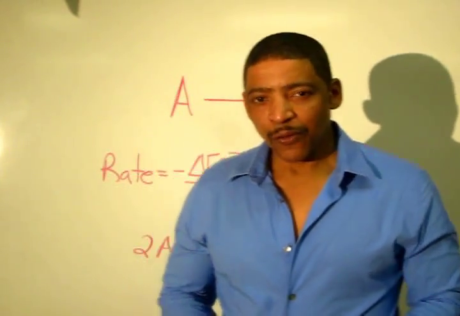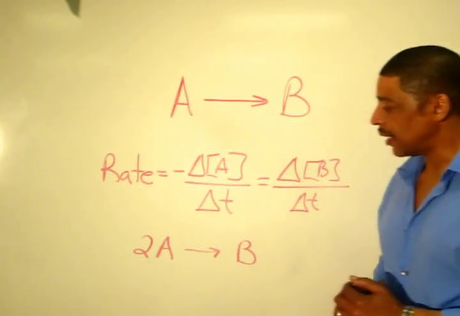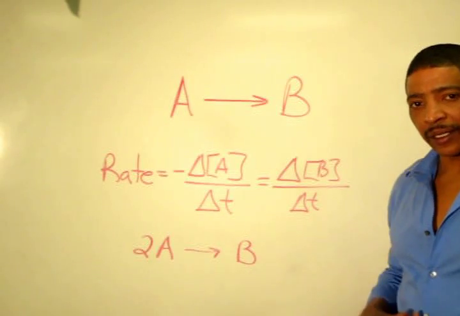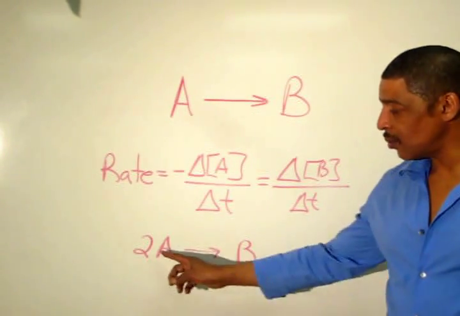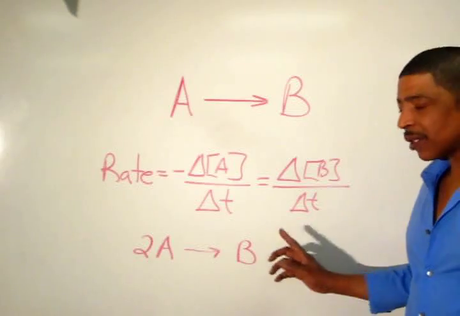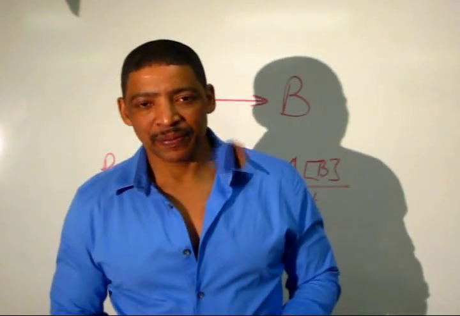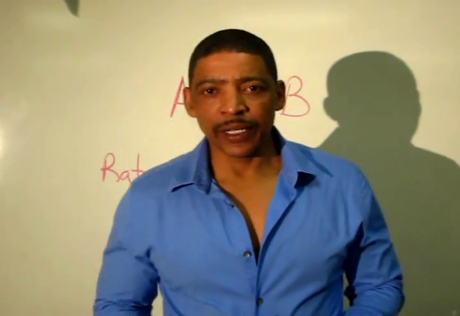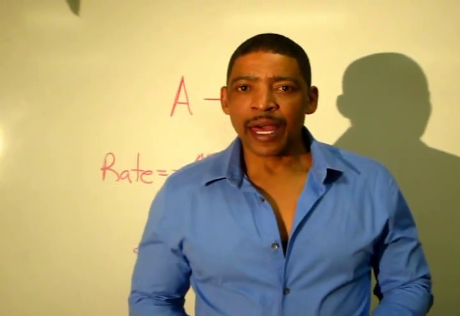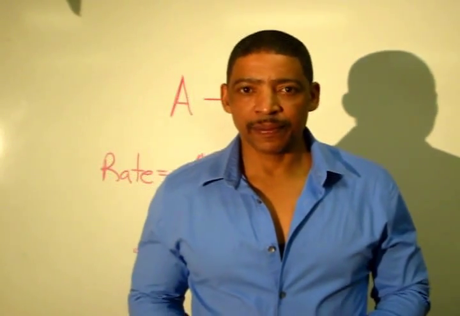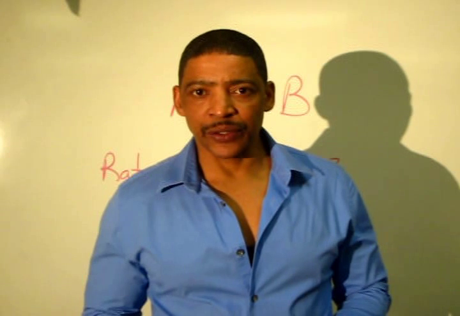However, for a reaction where the concentration of A is twice the concentration of B, or where 2 moles of A produces 1 mole of B, a different technique is required. In this video, I will explain how to use the stoichiometric relationships in a chemical reaction to calculate the reaction rate.